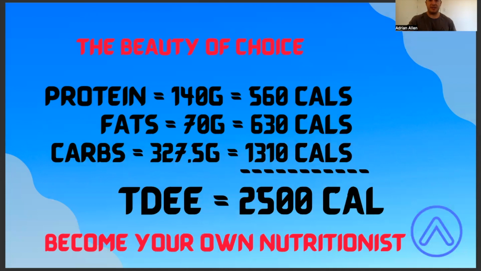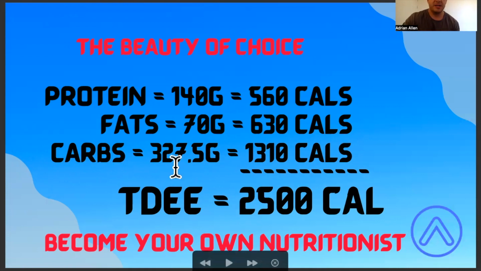Now, here is the beauty of choice and you becoming your own nutritionist. At any stage, we need protein, carbs, and fats in our diet. Every meal should have protein, carbs, and fats in it, to tell you the truth. Every meal should be structured in a way that you're getting a certain amount of protein, a certain amount of fats, a certain amount of carbs, and your fiber as well, by the way.